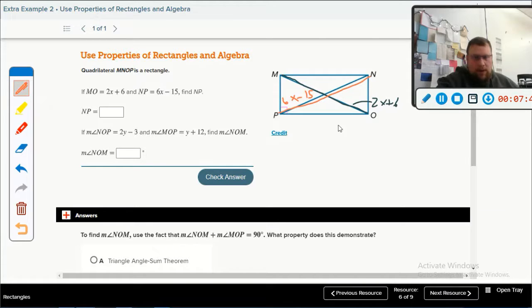Then what is NP? Well, what can I do? I can set them equal to each other. So I'm going to have 6x minus 15 equals 2x plus 6, because the diagonals of a rectangle are congruent. And I'm just going to stay with the black here. Let's go ahead and subtract 2x over, and if I subtract 2x over, I might as well add 15.